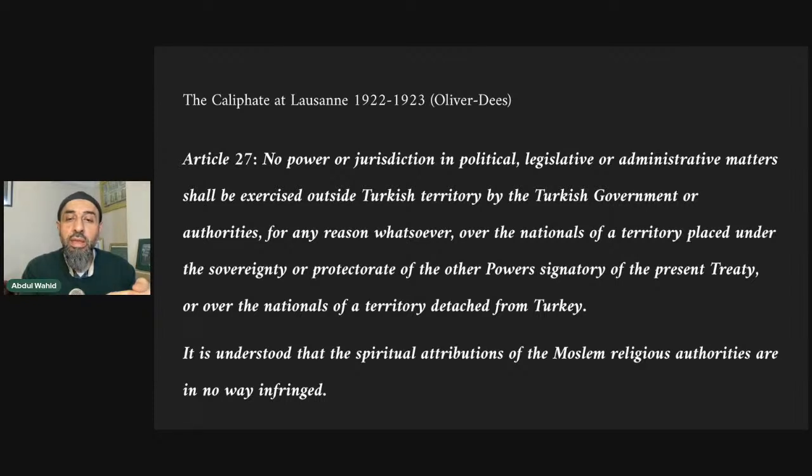But it was recognized that the spiritual attributions of Muslim religious authorities were in no way infringed. So it was crucial for the Western powers that at this stage, the spiritual and the temporal authority of the Khalifa, the Sultan Khalifa, be emasculated. Otherwise, what you would have is these territories taken away from the Ottomans, but the spiritual and temporal power of the Khalifa claiming those back over time.